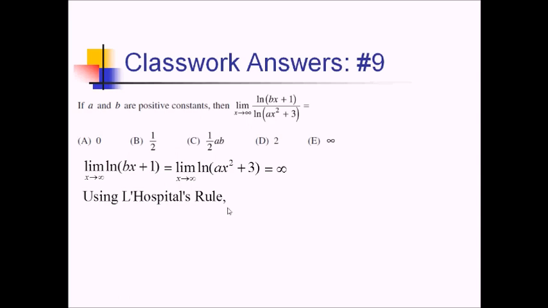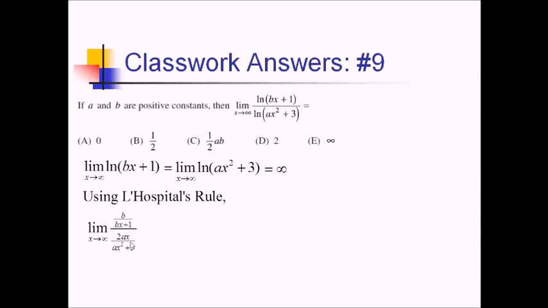So taking the derivative of the numerator, that's going to be 1 over bx plus 1 times a tail of b, so b over bx plus 1. Denominator derivative, that's going to be, let's see here, we're going to have 1 over ax squared plus 3 times a tail of 2ax. So 2ax over ax squared plus 3. So let's write all of that out. There was the derivative of the numerator. There was the derivative of the denominator.